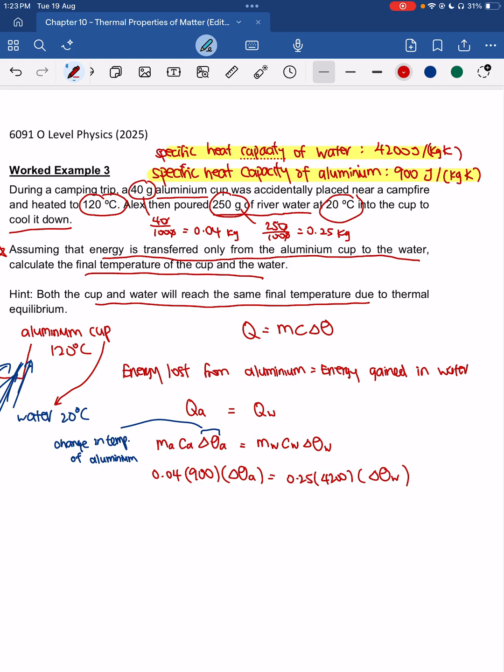Now, it's up to you. Usually at this point, since there's no commonality, I can try to simplify the numbers first. 0.04 times 900 is 36, equals 0.25 times 4200, that's 1050, times the change in temperature of water.